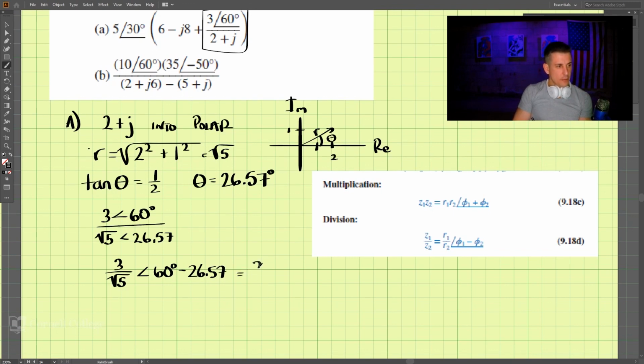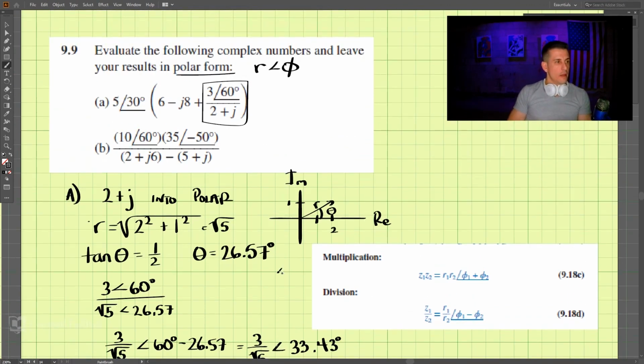So that comes out to be 3 over square root of 5, at an angle of 60 minus 26.57, which is 33.43 degrees. We have that. So that is this here.